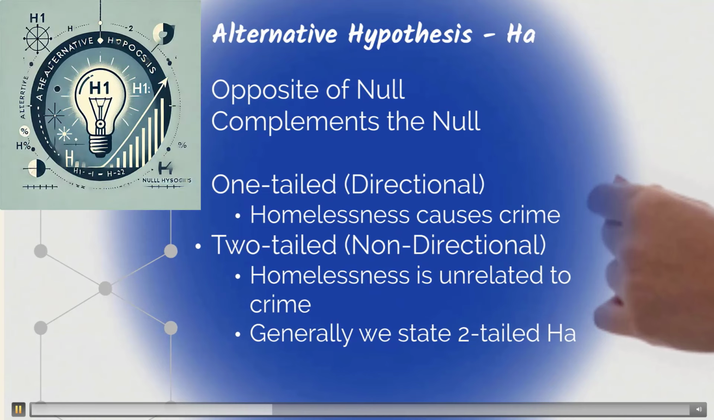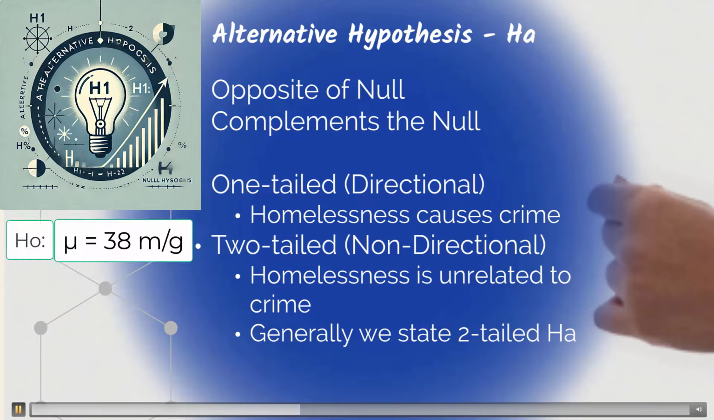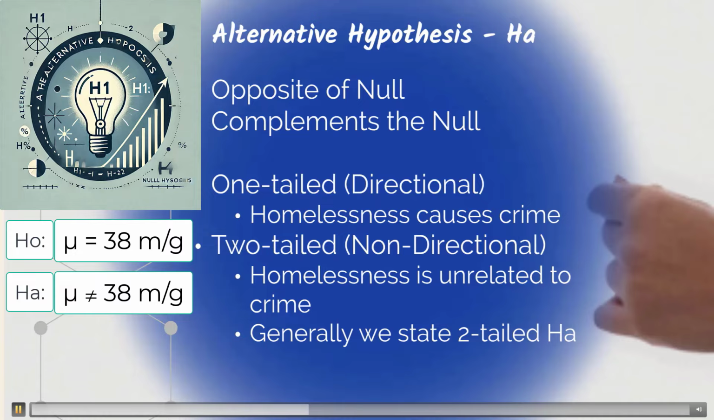The alternative hypothesis is the hypothesis that is the opposite of null, and it is the statement that matches your research question, what you want your study to show. The alternative should complement the null, so both the null and the alternative should make up 100% of all possibilities out there. So if the null is that the new car's gas efficiency, mean miles per gallon, is 38, the alternative should be that the mean is not 38 miles per gallon. It does not matter if it's more or less.